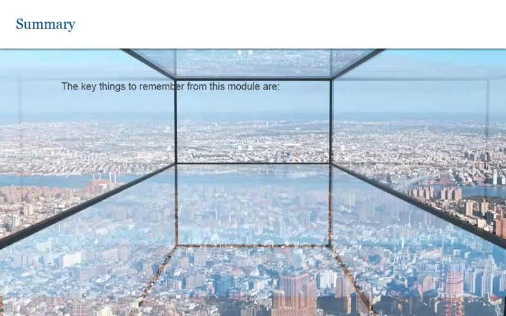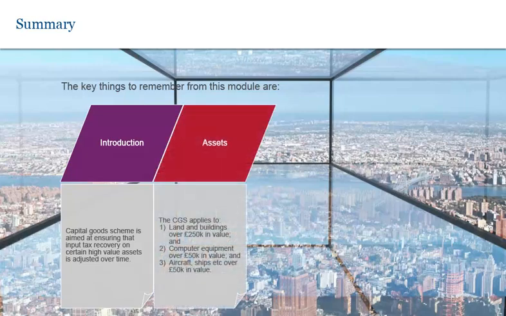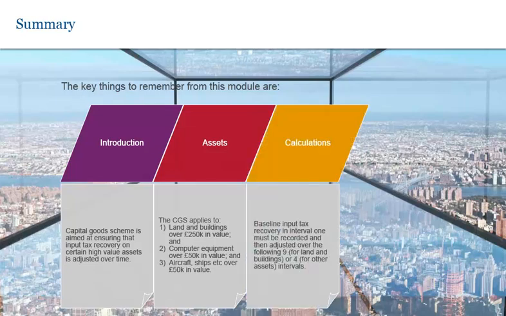The things to remember from this module are, first, that the capital goods scheme is aimed at ensuring that input tax recovery on certain high-value assets is adjusted over time. The affected assets are land and buildings over £250,000 in value, computer equipment over £50,000 in value, and aircraft and ships, etc. over £50,000 in value. Baseline input tax recovery in Interval 1 must be recorded and then adjusted over the following 9 intervals for land and buildings, or 4 for other assets.